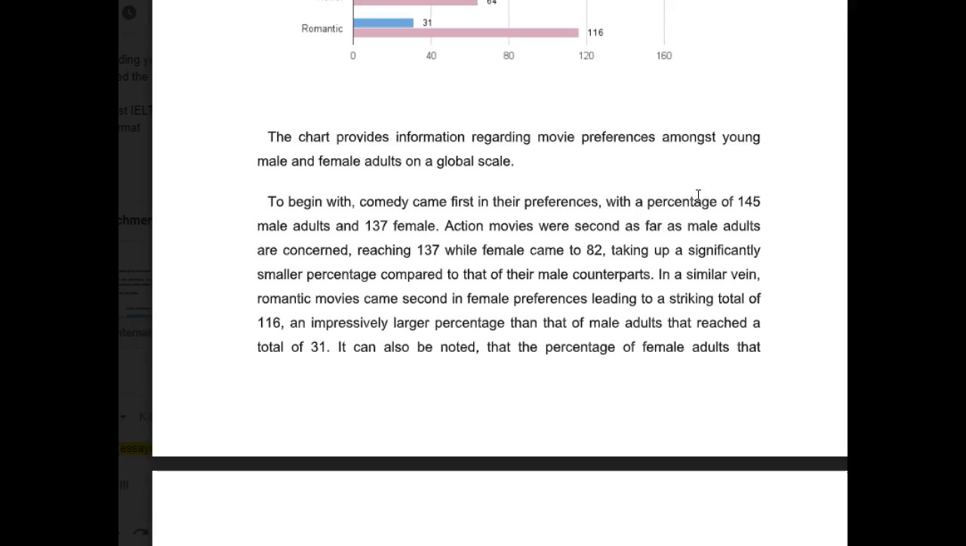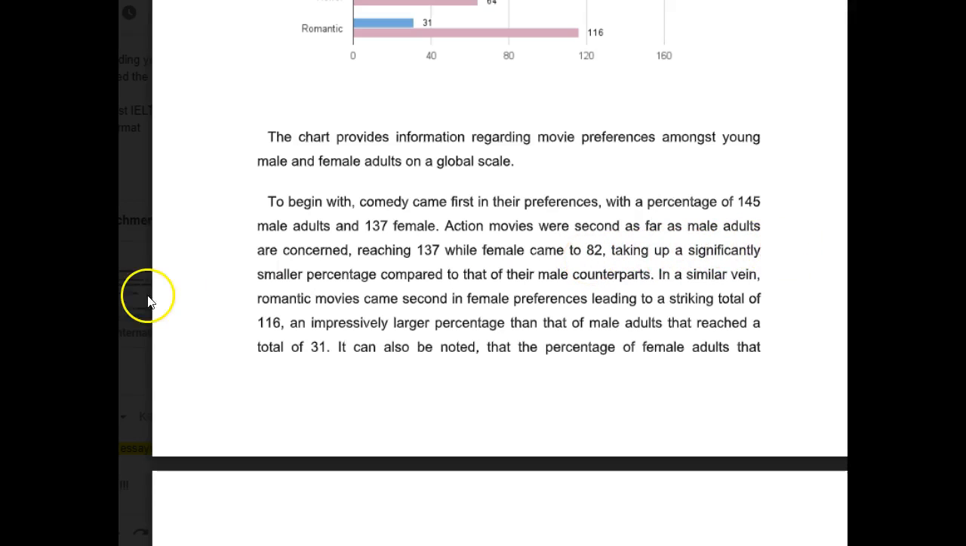Action movies were second as far as male adults are concerned. All right, now look at what's happening here. You're flip-flopping with your tenses because you have past tense and then past tense and then you have present tense. This is the kind of thing you want to avoid because it's confusing, and an examiner might think you're unclear about your use of tenses, okay? So try to be consistent. It should be: action movies were second as far as male adults were concerned, reaching 137, while females came to 82.